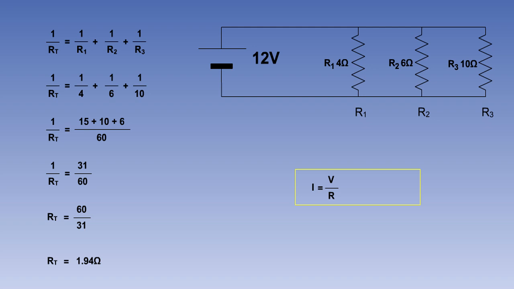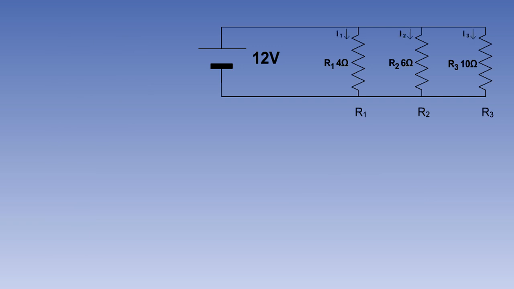We can now use Ohm's law to calculate the total current flow in the circuit. I equals V over R, or 12 over 1.94, which is 6.2 amps.